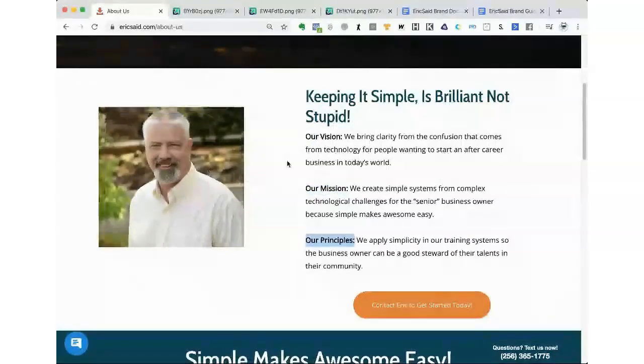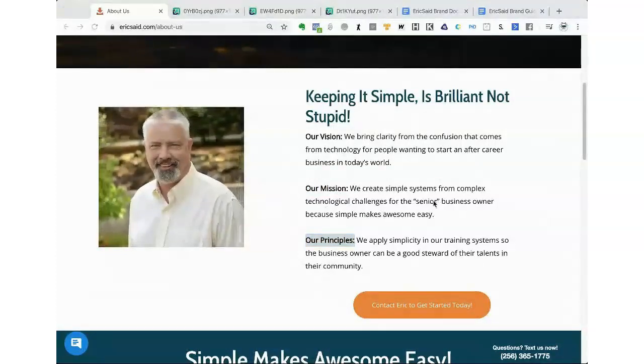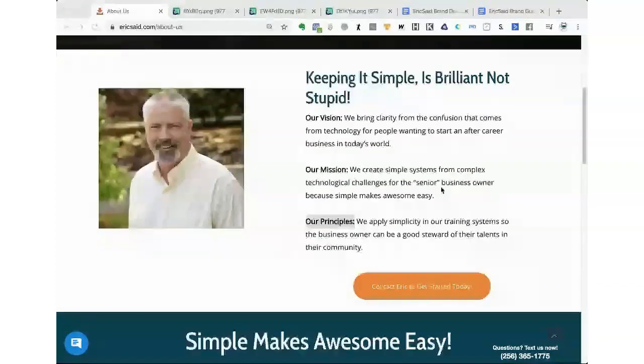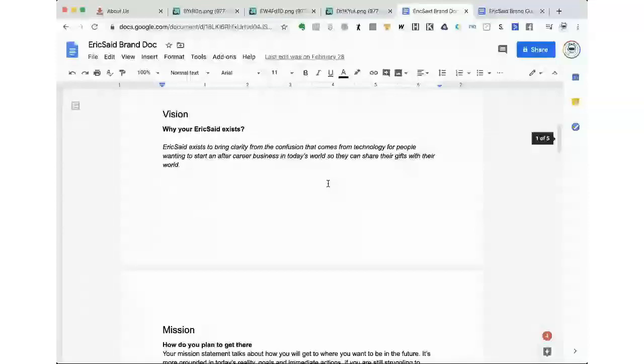Now, the only reason why I have a picture here is because I am the what? Remind me again what that is. I'm the product. So I use an image of me here because I'm the product. All right. So now here we're going to use our vision, our mission, and our principles as we had created them in the brand doc, right? So you go back over here to the brand doc and you'll see those very things right here.